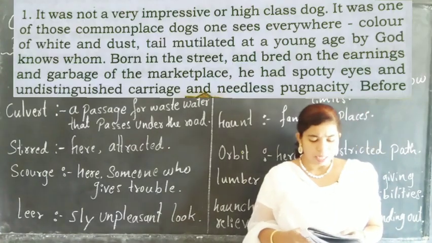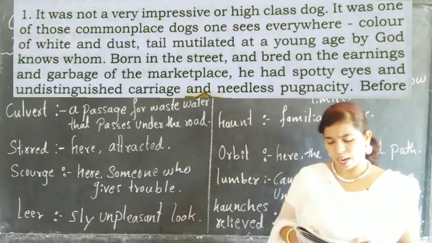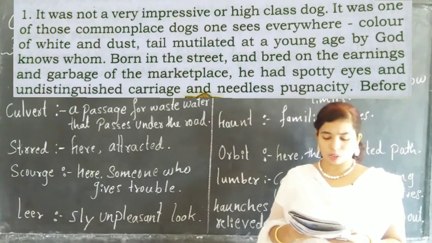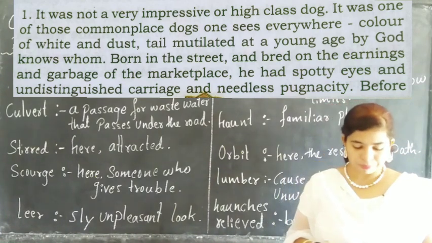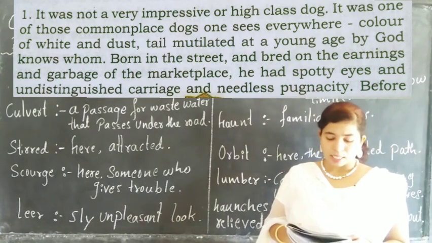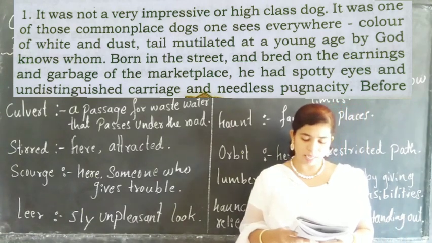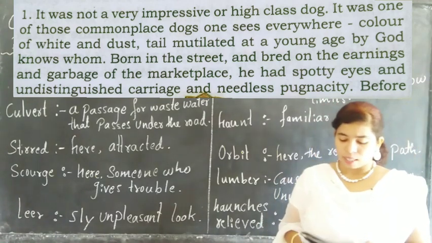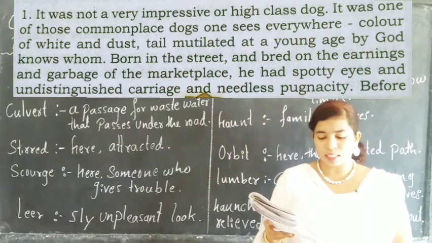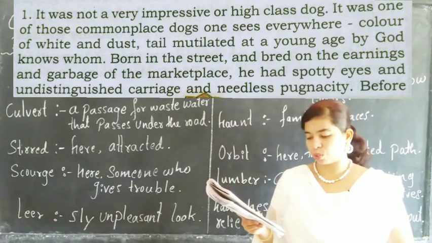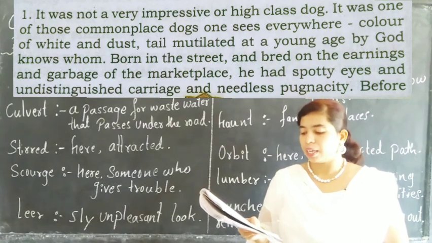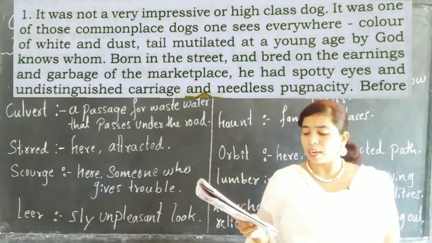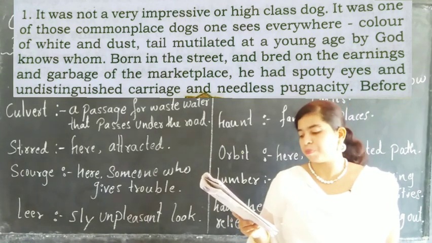First paragraph. It was not a very impressive or high-class dog. It was one of those commonplace dogs one sees everywhere. Colour of white and dust. Tail mutilated at a young age by God knows whom. Born in the street and bred on the earnings and garbage of the marketplace.